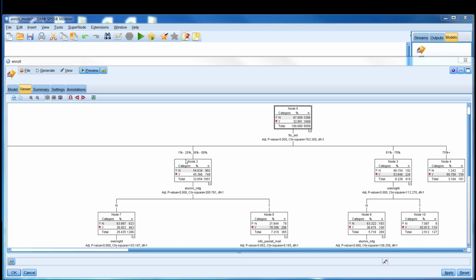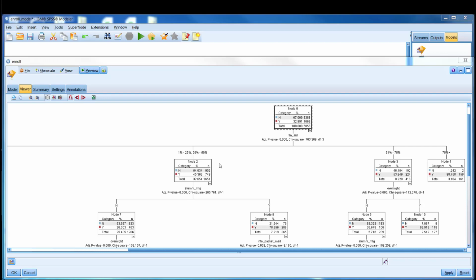Looking at node 2, which is the financial aid group of 1% to 25% and 26 to 50%. Only 45% of these students enrolled in the university. SPSS is also able to break down this group even further. Instead of overnight visits, for node 2, SPSS determines that the most influential thing is alumni meetings. In node 7, which are potential students that did not meet with alumni, only 36% of those students enrolled. In node 8, which are potential students that did meet with alumni, 78% of these students enrolled.